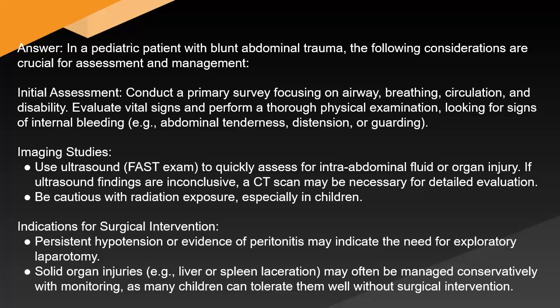Evaluate vital signs and perform a thorough physical examination looking for signs of internal bleeding, e.g., abdominal tenderness, distension, or guarding. Imaging studies: use ultrasound FAST exam to quickly assess for intra-abdominal fluid or organ injury. If ultrasound findings are inconclusive, a CT scan may be necessary for detailed evaluation. Be cautious with radiation exposure, especially in children. Indications for surgical intervention: persistent hypotension or evidence of peritonitis may indicate the need for exploratory laparotomy. Solid organ injuries, e.g., liver or spleen laceration, may often be managed conservatively with monitoring, as many children can tolerate them well without surgical intervention.